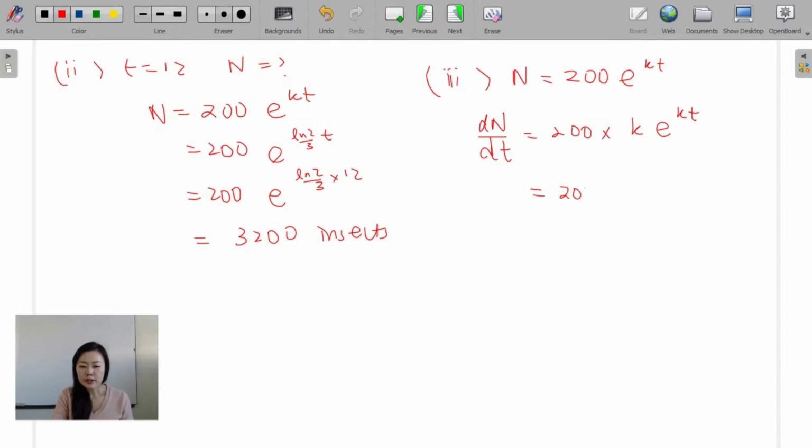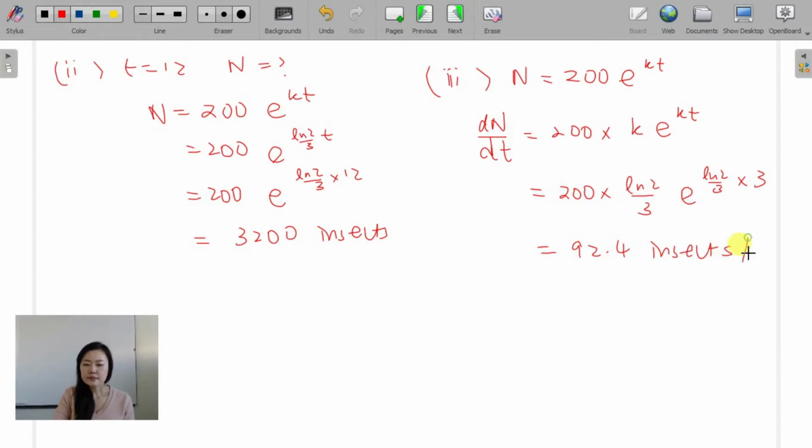So at 3 weeks, I'm going to put in the k values: ln 2 on 3, at t equals 3. Put that into your calculator and it should come out as 92.4. That's pretty much it. To keep your answer exact, try to use the exact value of k. If you use a rounded value, round to at least 4 or 5 decimal places and you should get very close. I think I did it yesterday and it came out at 3198, so you're 2 insects off. Ideally, just use the memory function and then you don't run into these issues at all.